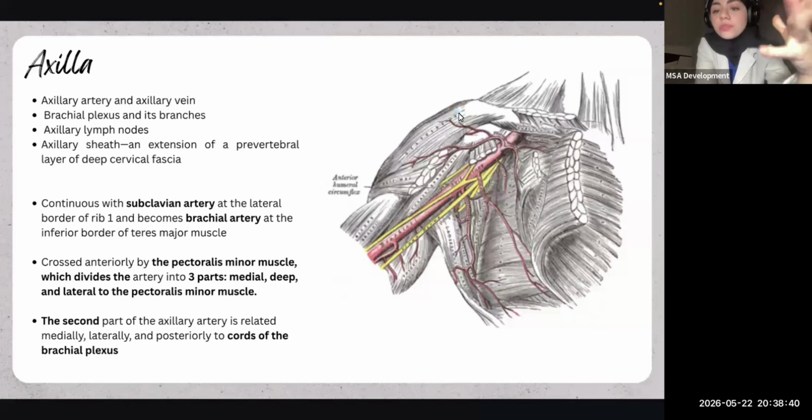Okay, now that we've discussed the borders of the axilla, I want to discuss one specific structure in the axilla. Now, of course, the axillary fossa contains the axillary artery, axillary vein, and some of the lymph nodes.